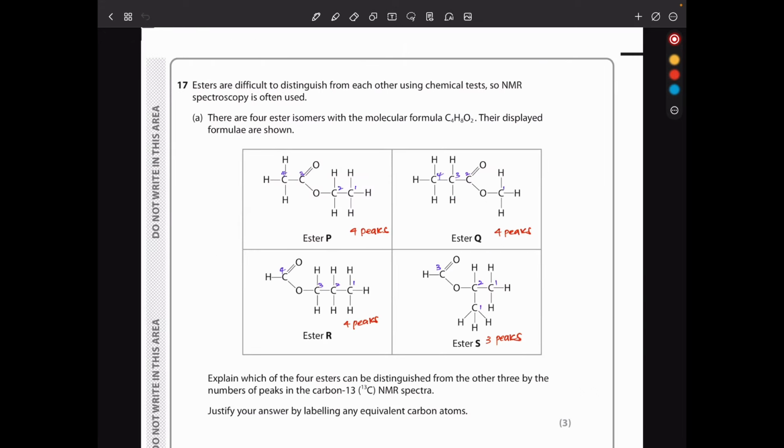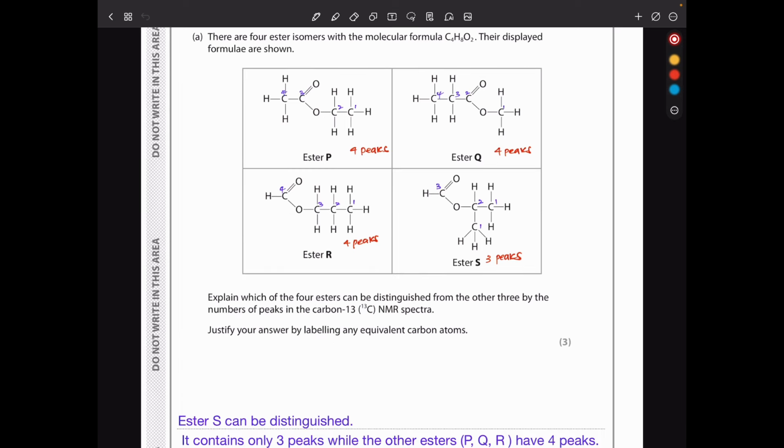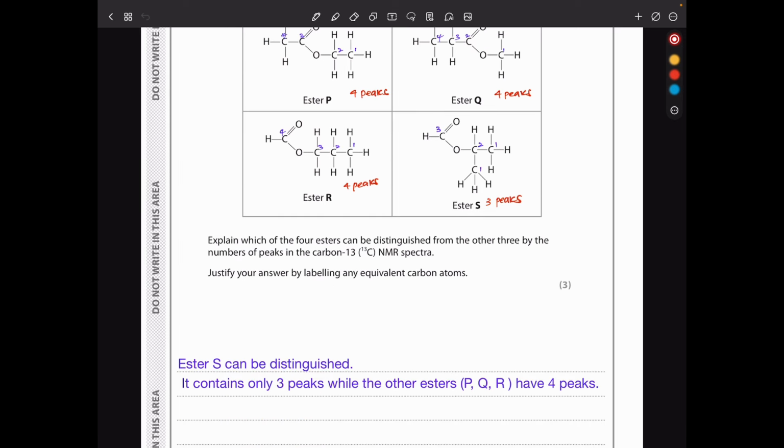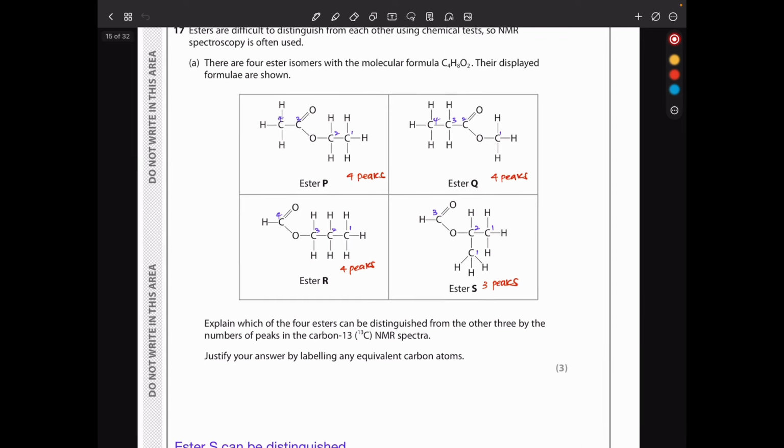In question 17, esters are difficult to distinguish from each other using chemical tests, so NMR spectroscopy is often used. There are 4 ester isomers with the molecular formula C4H8O2. Their display formulae are shown. Explain which of the 4 esters can be distinguished from the other 3 by the number of peaks in the carbon-13 NMR.